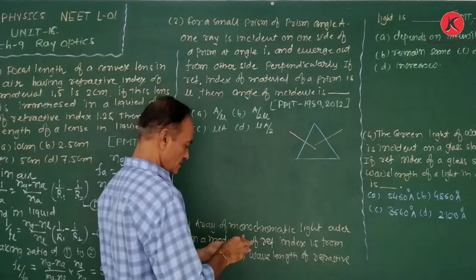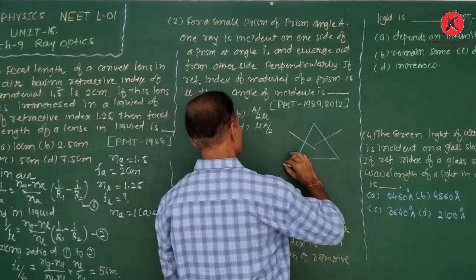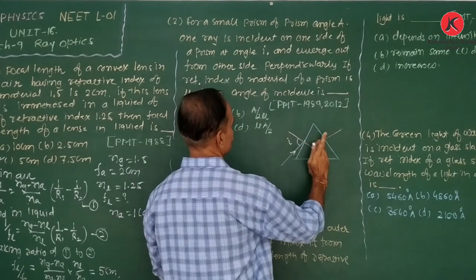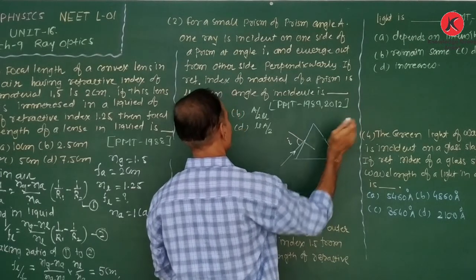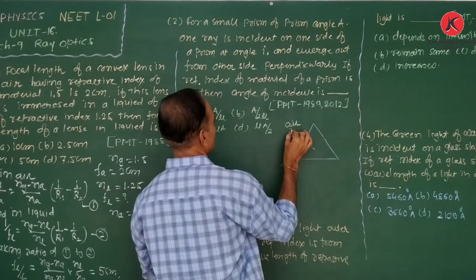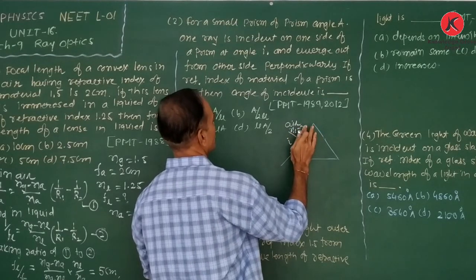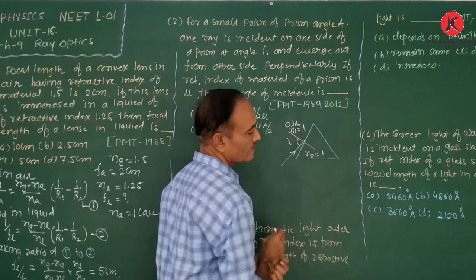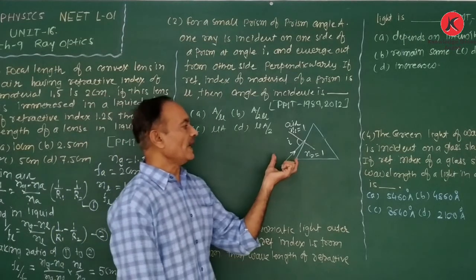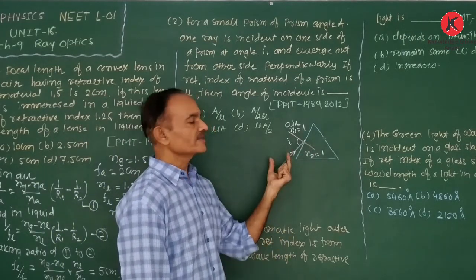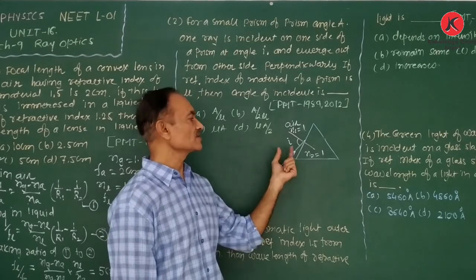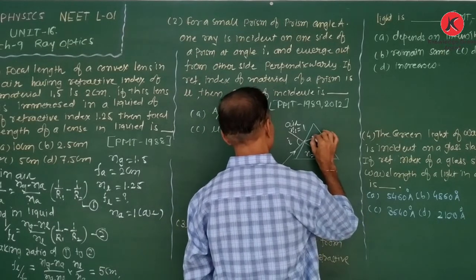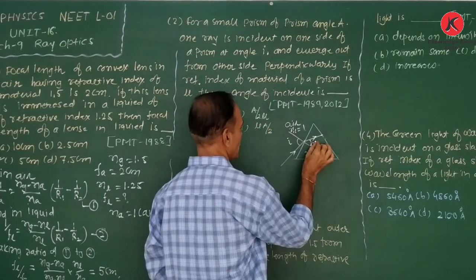So what happens here? One ray of light is incident on the prism at angle of incidence I. Here the ray of light is going from air medium, where N1 is equal to 1, to the denser medium. So the phenomenon of refraction takes place. This incident ray is refracted like this way, and that is the angle of refraction R1.